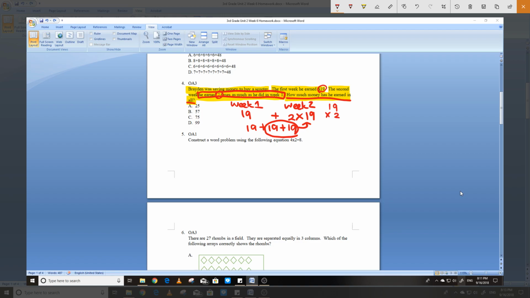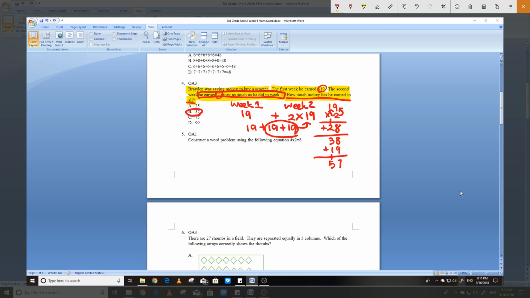19 times 2. The first thing we do is 2 times 9, and that gave us 18. Then we do 2 times 1, which gave us 2. Then we need to bring the number at the ones unit down. That is 8. 1 plus 2 is 3. The answer here is 38. Now we're going to add another 19 to that. 8 plus 9 is what? 17. 3 plus 1 is 4, plus 1 more is 5. The answer here is 57. That is why B is the correct answer.